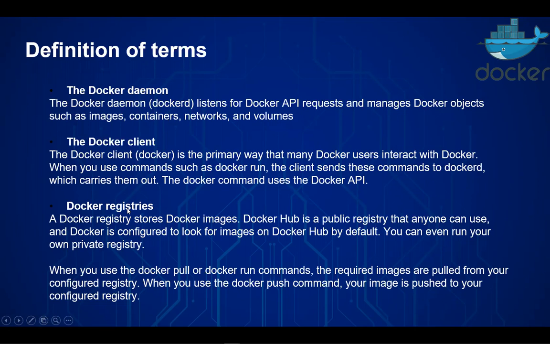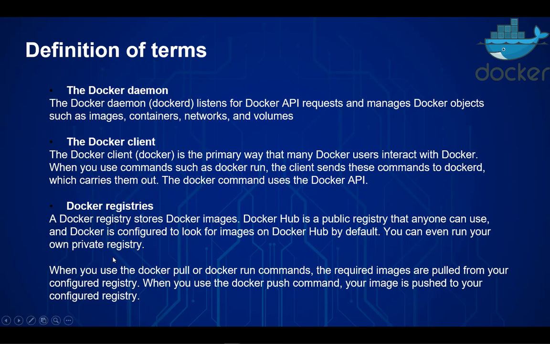We also have something called the Docker registry. Basically, a Docker registry is like a repository which stores Docker images. Docker Hub is a public registry that anyone can use, and Docker is configured to look for images on Docker Hub by default. You can even run your own private registry, but mostly that's in a corporate environment where you have to purchase a license for hosting your own registry in an organization.